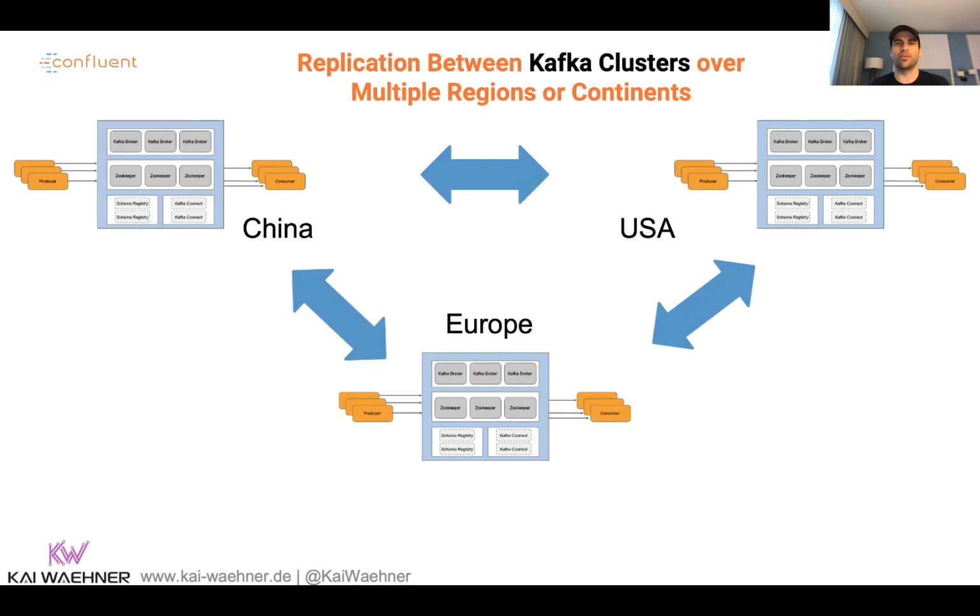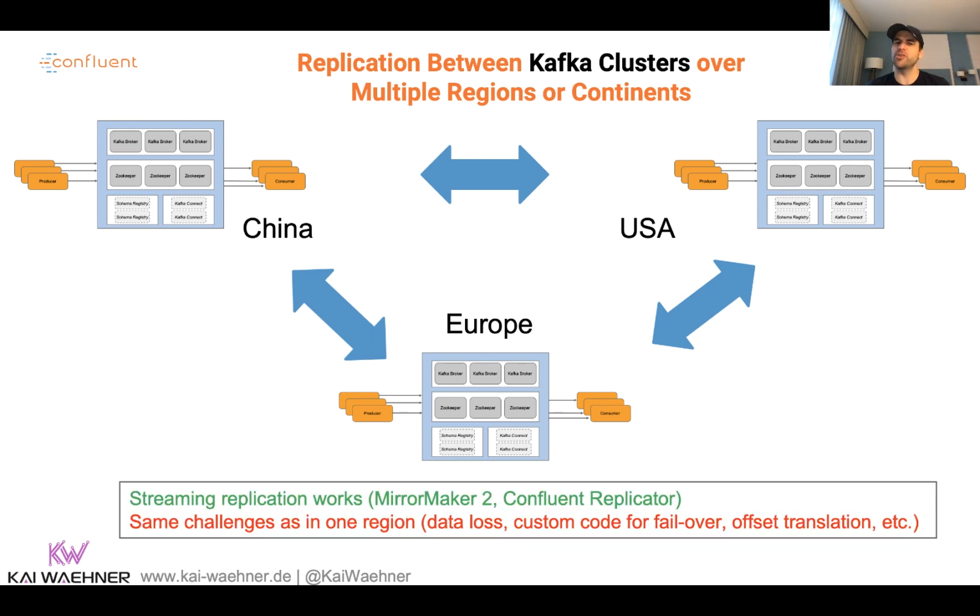So the workaround, which is typically recommended, at least until today, is that you replicate the data between different Kafka clusters. This is what we discussed before. You can use tools like MirrorMaker 2 or Replicator from Confluent for this. And this actually even works between different regions or even continents like you see here. So this is pretty straightforward, and we see many customers doing this.